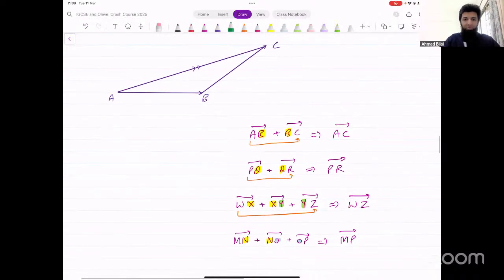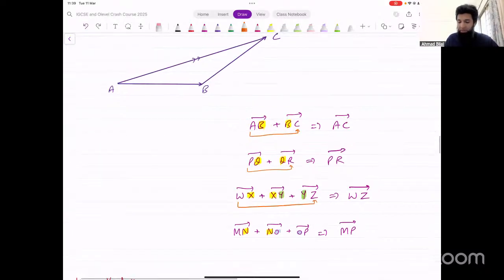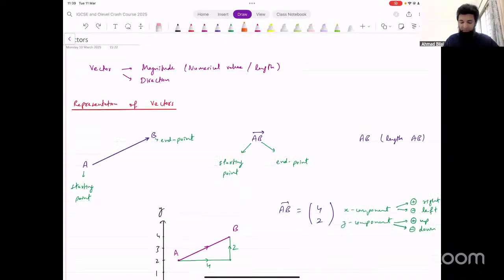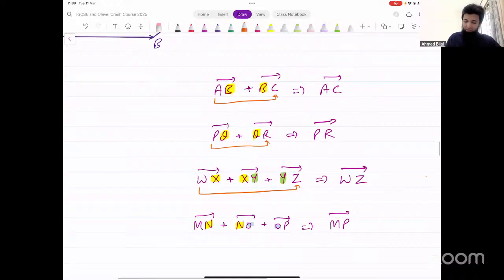Now, the important thing to note here is that when you're adding two vectors, the end point of the first vector and the starting point of the next vector, we call them head and tail, head of the first vector and tail of the second vector, they should be the same for this addition to work. So AB plus BC, that can be written as AC because B and B are both the same, right? Similarly, we can say PQ plus QR, that equals PR because Q is common between them, right? So we can add them like this.